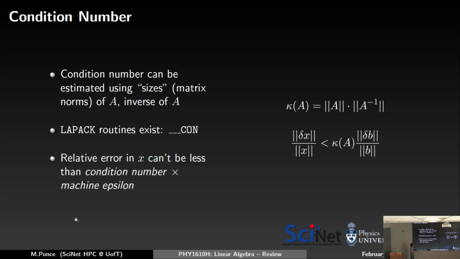The idea of having the condition number is that it will give you a bound for the relative error that you can achieve in your solution. And that bound will be given by the condition number times the machine epsilon. Remember the machine epsilon we talked about several lectures ago? So that will give you an idea of the relative error that you will achieve in your system.